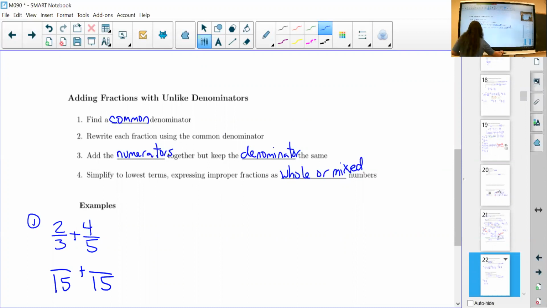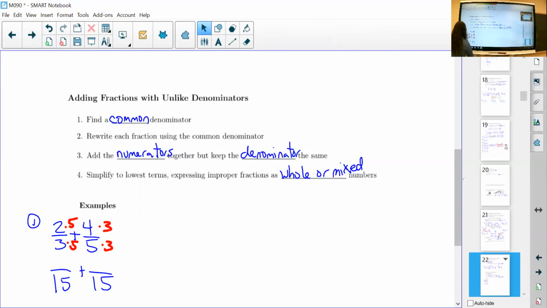To do that, I had to multiply this fraction, 3, I had to multiply 3 by 5. So I multiplied both top and bottom by 5. Over here, from 5 to 15, I'm multiplying top and bottom by 3. When I do that, I get 10/15 plus 12/15 equals 22/15. And I can convert that to a mixed number, in this case, 1 and 7/15.